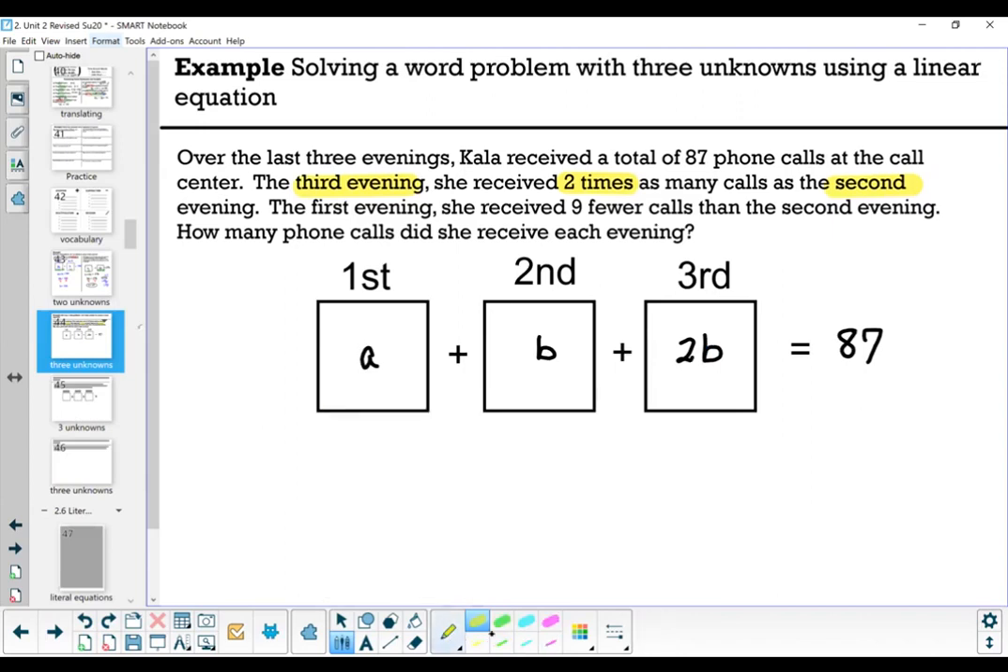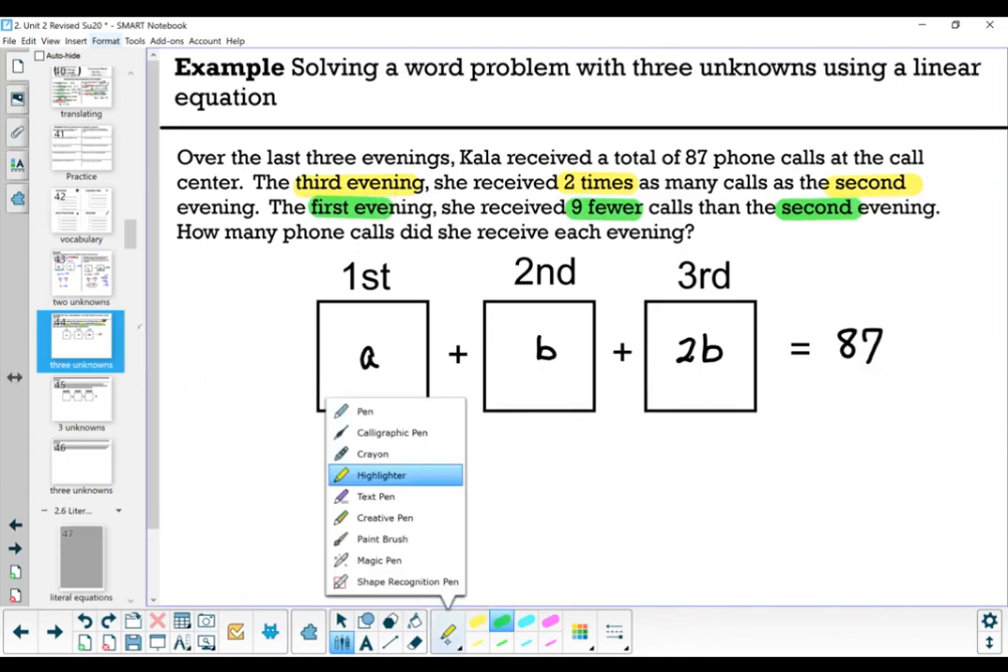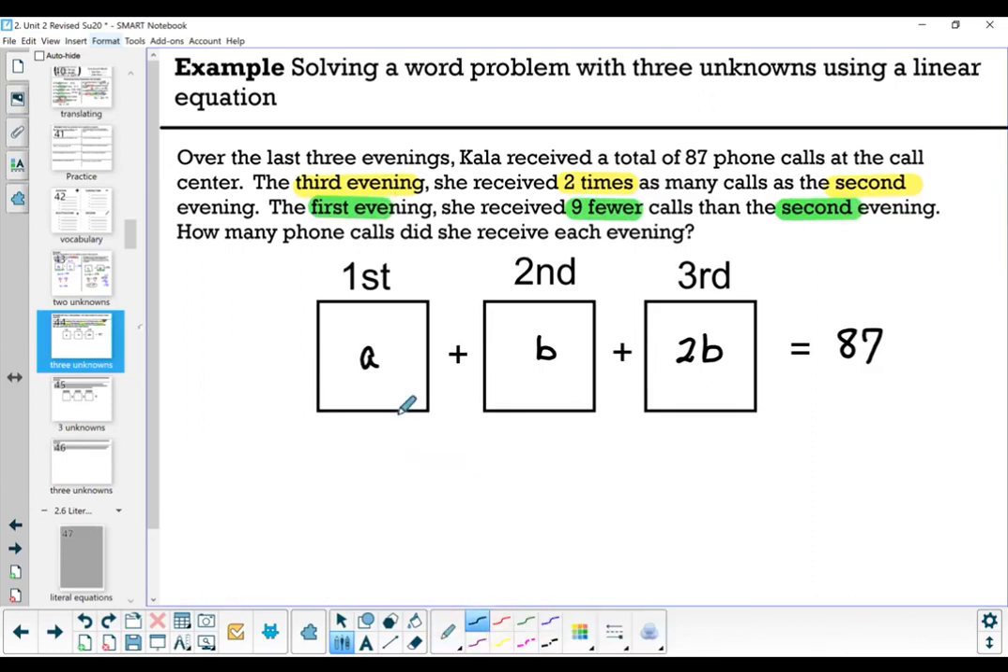So let's read on. The 1st evening, she received 9 fewer calls than the 2nd. 9 fewer is another turnaround word. So I'm going to go to the 1st. The 1st is going to be 9 fewer than the 2nd. So B minus 9. That means 9 fewer than the 2nd.